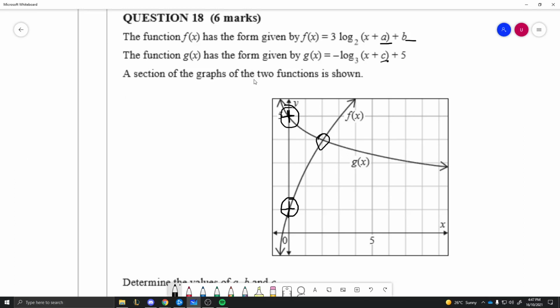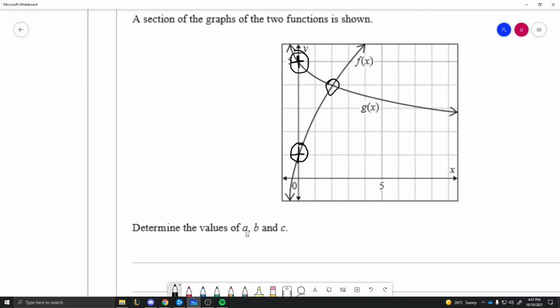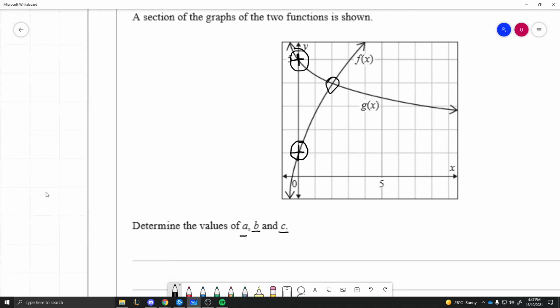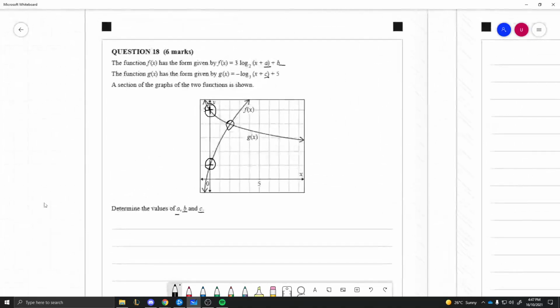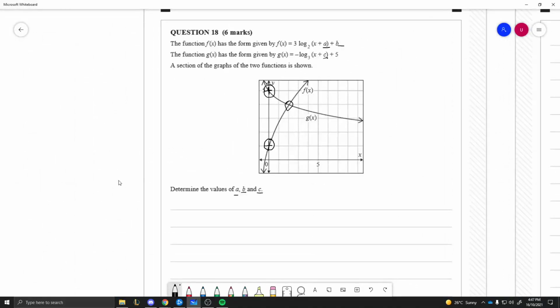A section of the graphs of the two functions is shown. Determine the values of a, b, and c. Now, because a, b, and c are stored in g of x and f of x, let's just rewrite them to get a head around what the functions are. So f of x equals 3 log base 2 of (x plus a) plus b, and g of x equals negative log base 3, just note that they're both different logs, of (x plus c) plus 5.